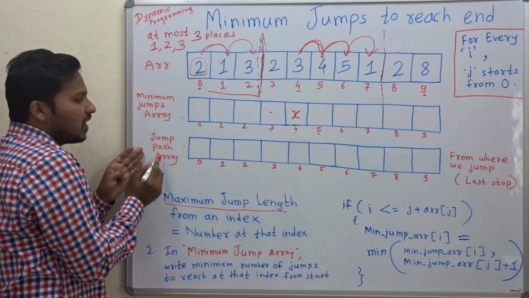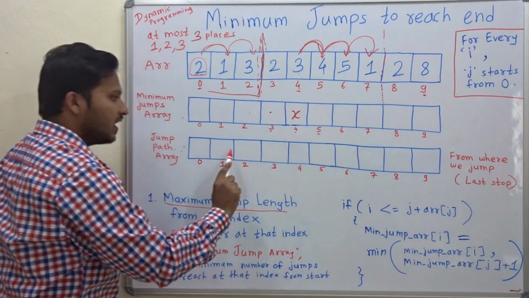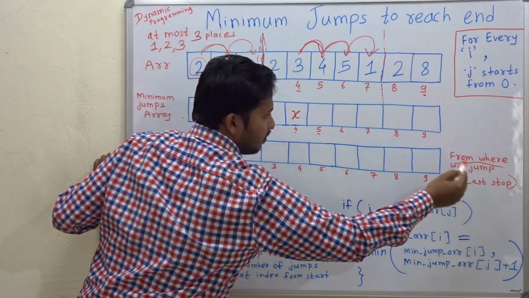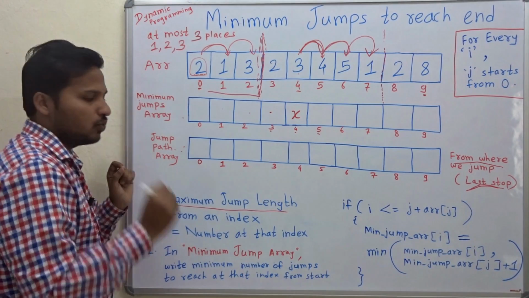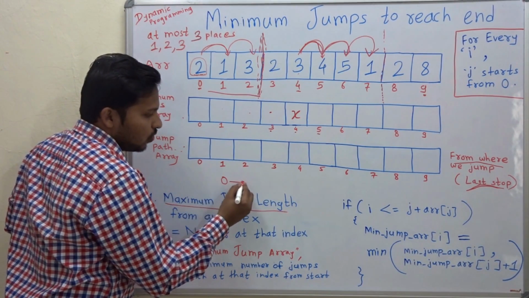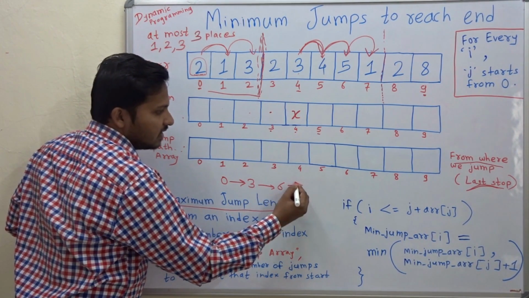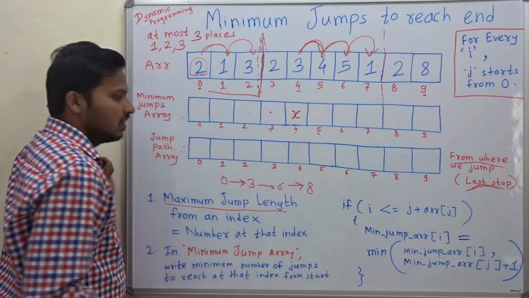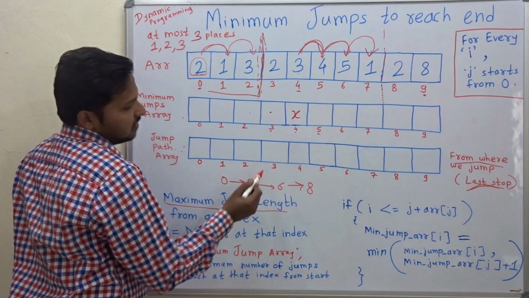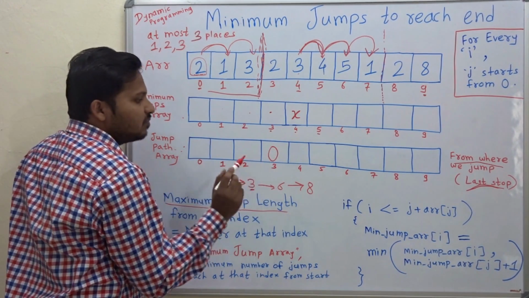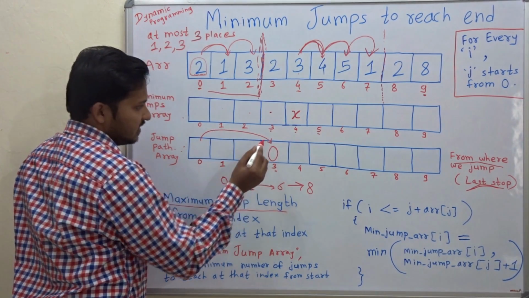And what is the jump path array? This jump path array holds the value of the location from where we jump. Okay, the last stop of jump. Means suppose from 0 you go to 3rd index, then you go to 6th index, and then you go to 8th index. Just assume this. Okay. So at the 3rd index 0 will come. That means at the 3rd index the jump was taken from 0th index.